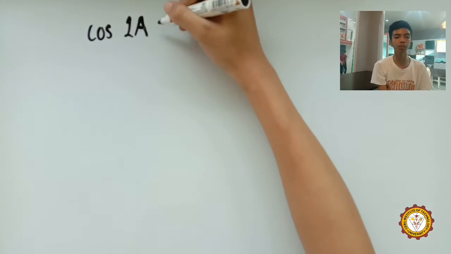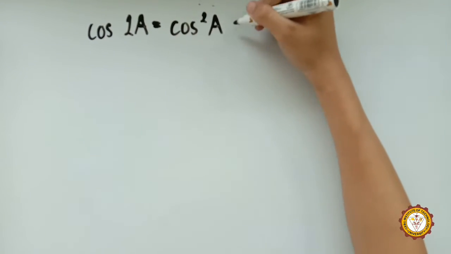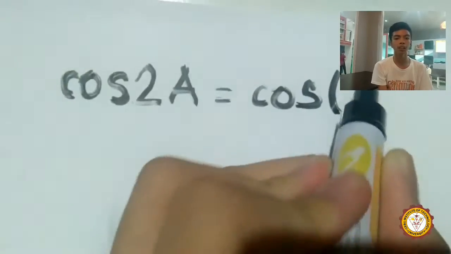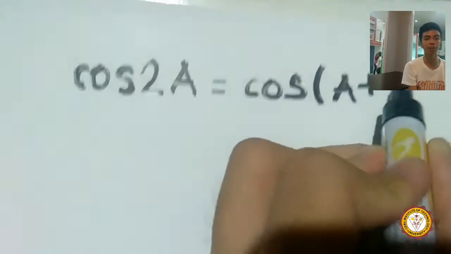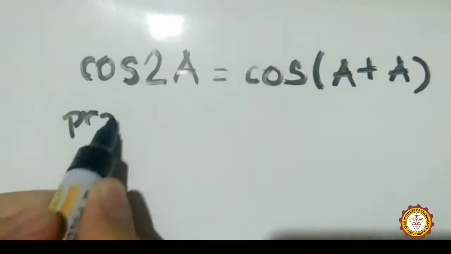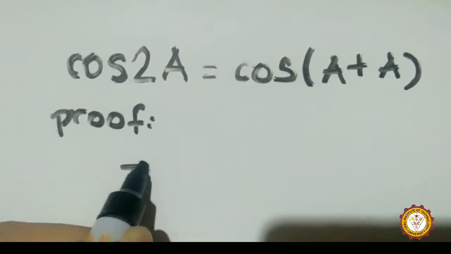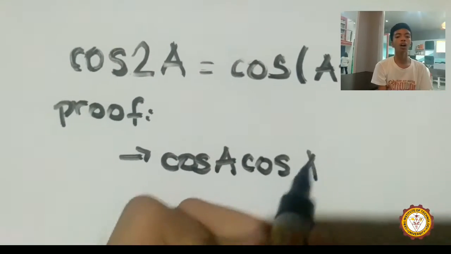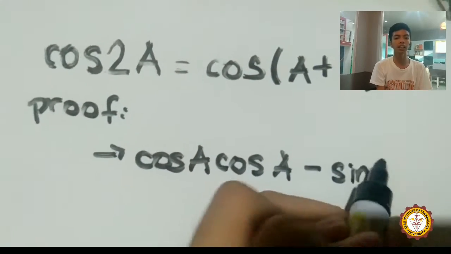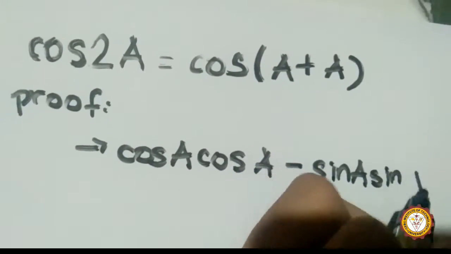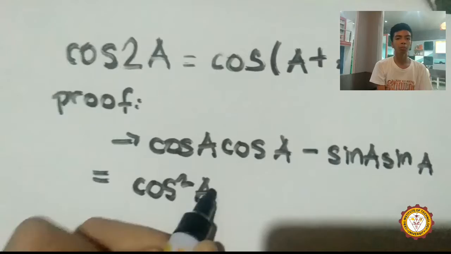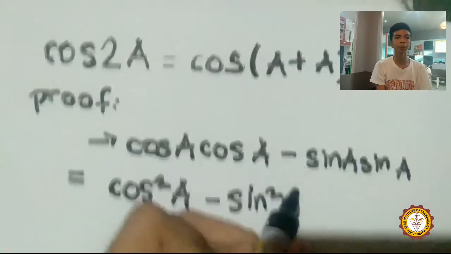Prove cos 2A is equivalent to cos squared A minus sine squared A. We all know that cos 2A can be written as cos of A plus A, and cos of A plus A is in the sum and difference identity. So cos A times cos A minus sine A times sine A. We're going to simplify it, so cos squared A minus sine squared A. And the first formula is proven.